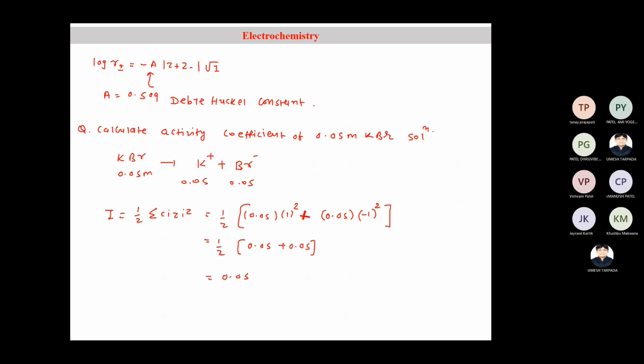Now you go for calculation of activity coefficient. So log gamma plus or minus is equal to minus 0.509. Then Z plus and Z minus are 1 and -1 charges; their multiplication is -1, but it is the modulus, so the answer will be +1. Then under root the ionic strength 0.05. Solve all this and take the antilog, and you will get something like 1.29.